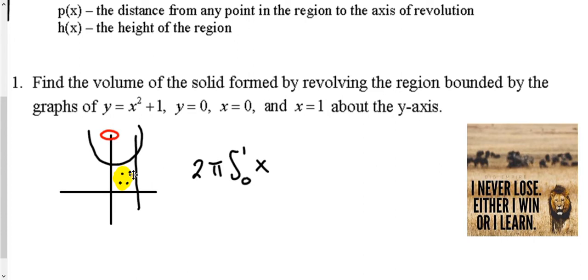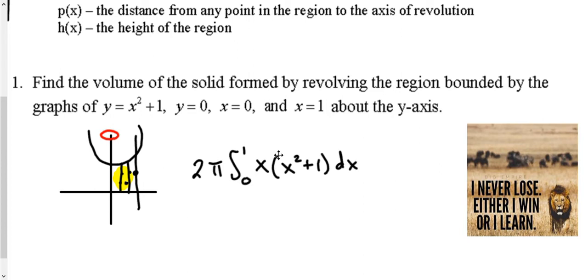And it's always that way if you're going about the y-axis. Okay. So think about it. Let's say right here, if we're right on this line, x is 1, the distance from here to here is 1. Now let's say right here, x was 3/4, then the distance from here to here is 3/4. So it's just whatever x is. And then the height of the region is just going to be whatever y is here minus y here. Well, up here, y is x squared plus 1. Down here, it's 0. So it's x squared plus 1.